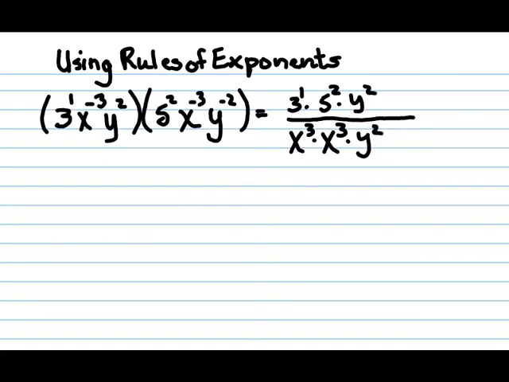And so now that's simplified so far, so now I'm ready to finish the simplification of this. So let's look at the 3 to the first power is 3. 5 squared is 25.